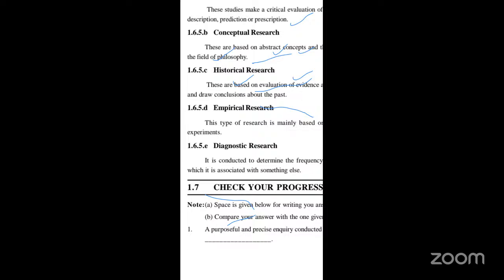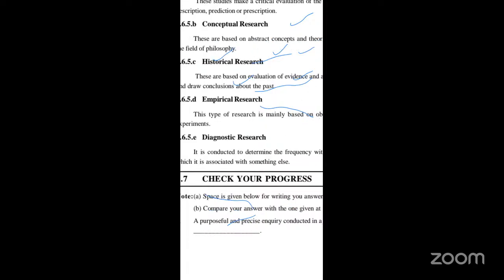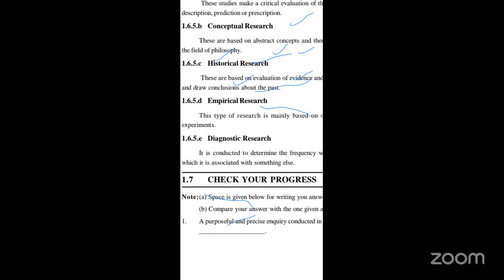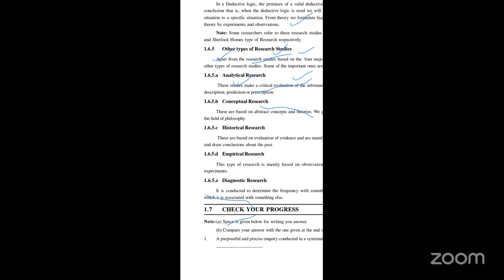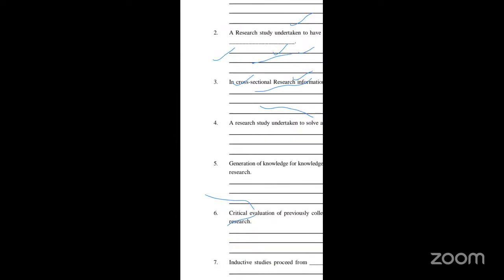So some questions. Compare your answer with the one given at the end of the unit. So what is a purposeful and precise inquiry conducted in a systematic manner called? Research. And these are some questions. In examinations, you only need to answer these questions. So try to answer these questions and learn them by heart, please.